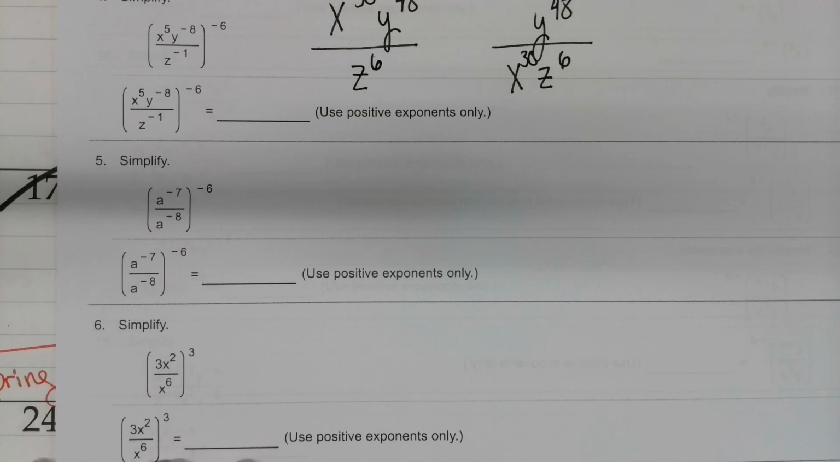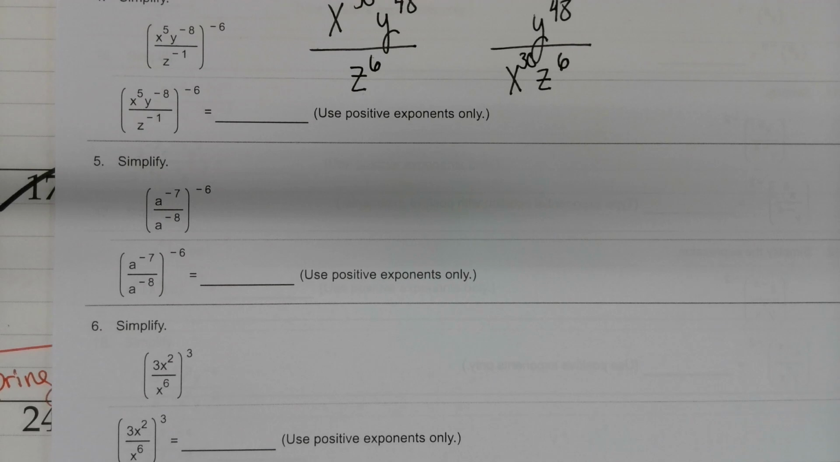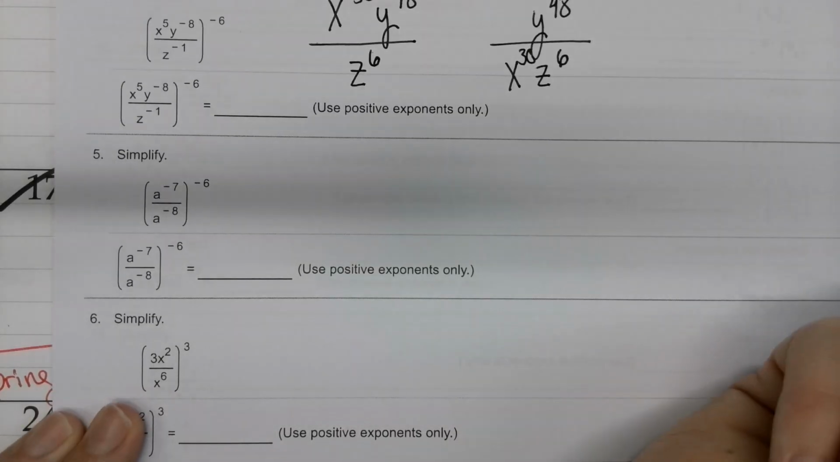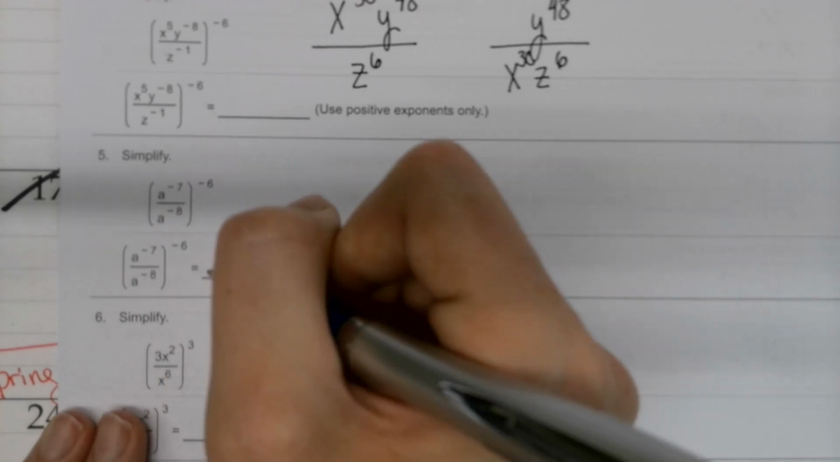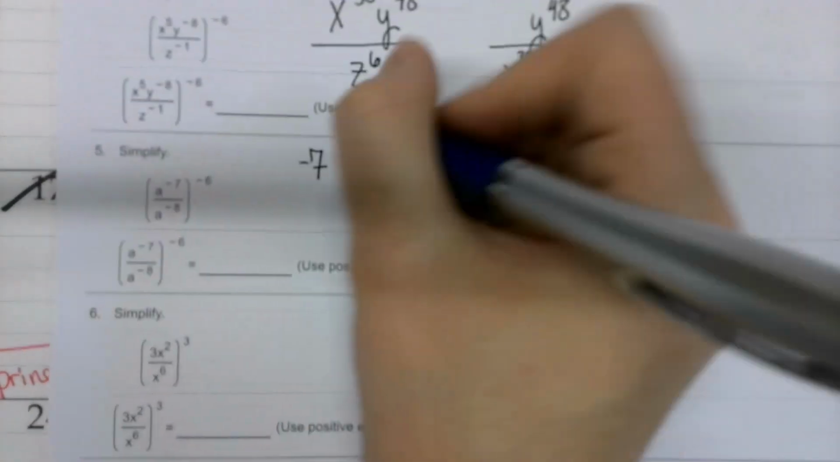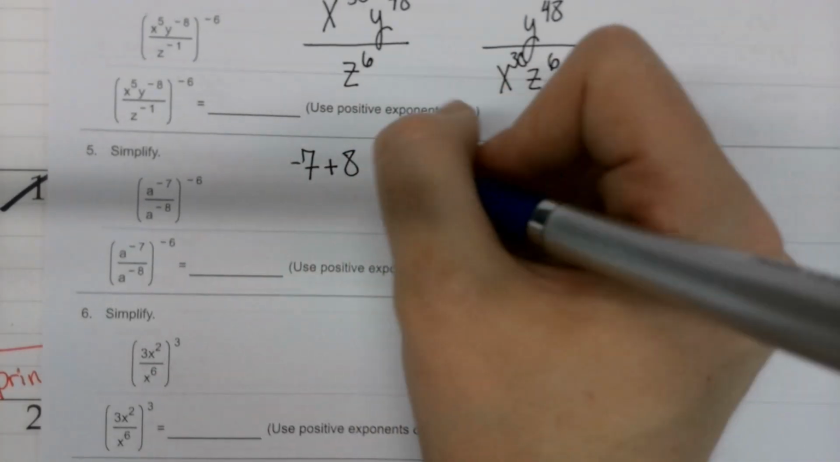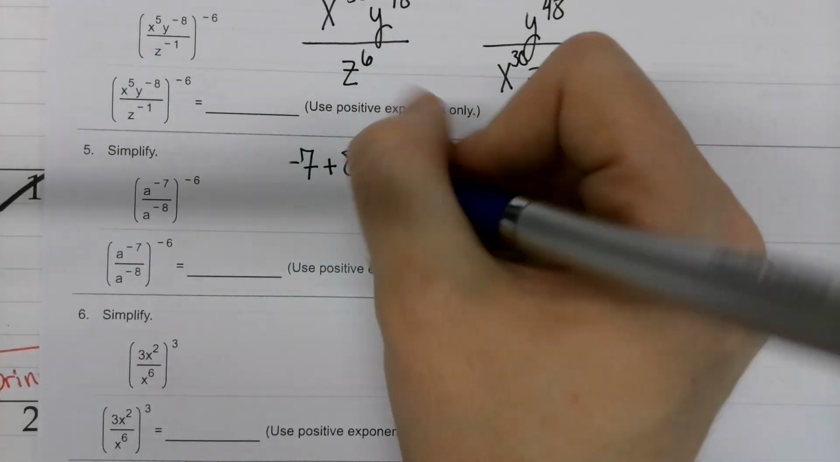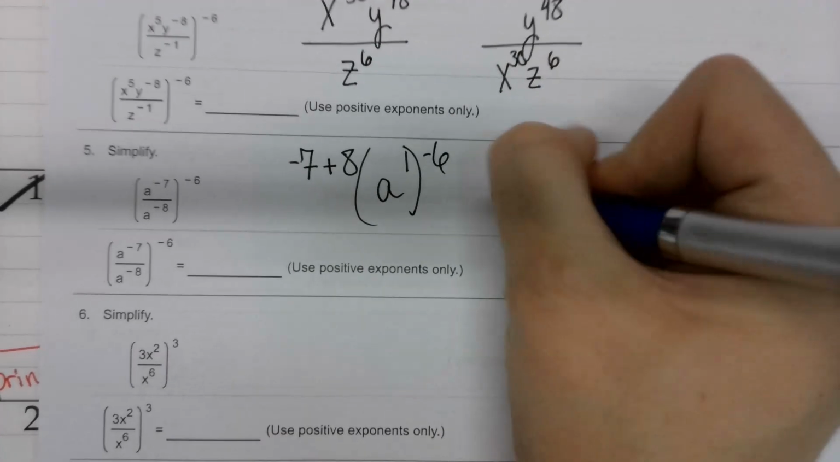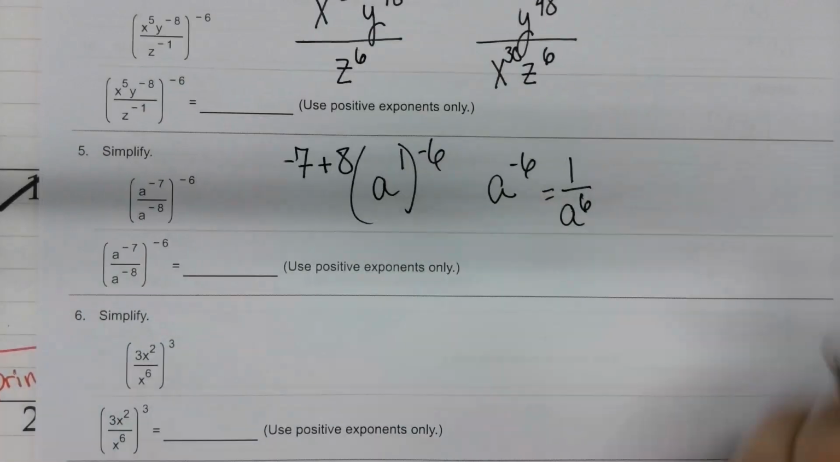Okay, so this one we're going to be able to simplify, and so we're going to use the quotient and the power rule on this one. So let's do the quotient rule first, because I always like to simplify what's in the parentheses before raising it to that power, because sometimes it can get a little messy if not. So if I had -7 subtract -8, so that would be +1. So I have a to the 1st power and then raised to the -6, so a to the -6 power, which would be 1 over a to the 6th power.